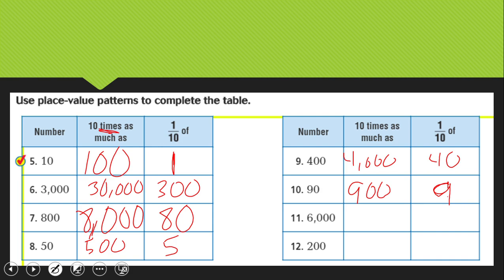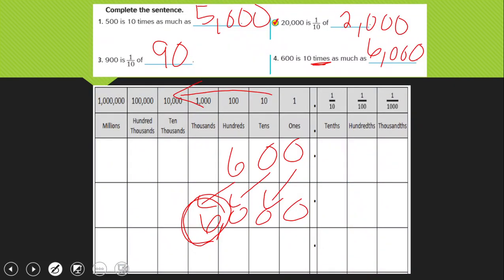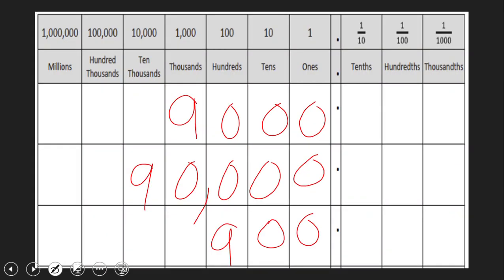We have the number 6,000. We want 10 times as much of 6,000, which is 60,000. 1/10 of 6,000 is 600. We want 10 times as much of 200, which is 2,000. And then 1/10 of 200 is 20. Awesome, very nice. Again, feel free to use this chart right here. Use it. It is extremely helpful.